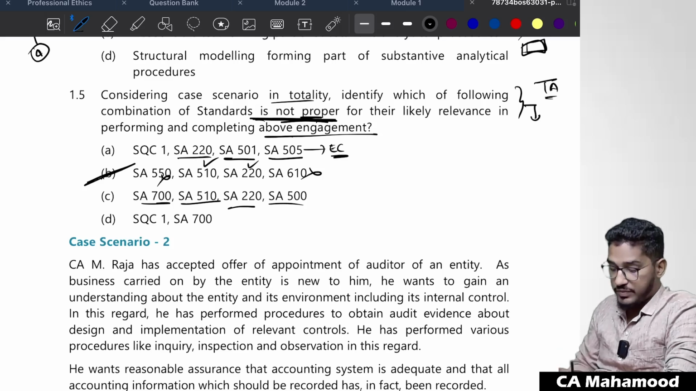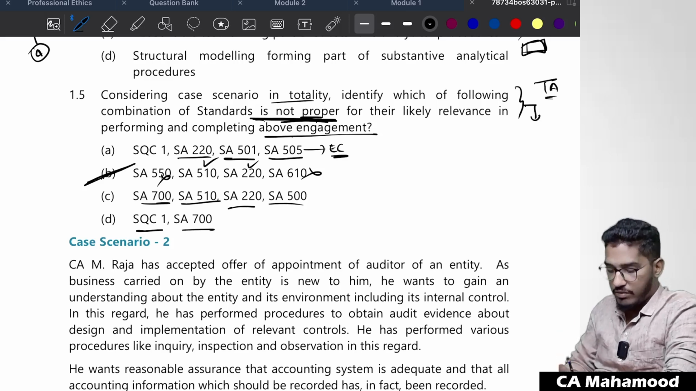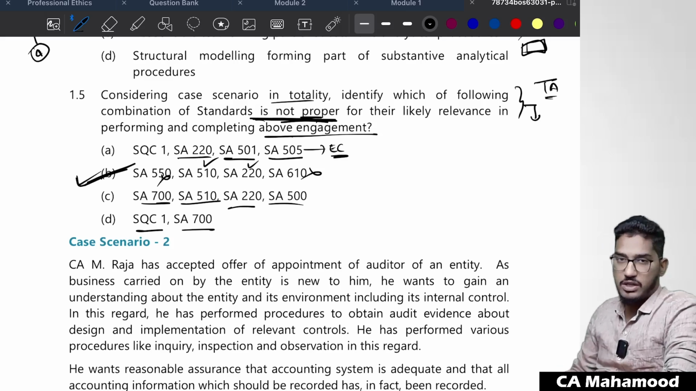So all the standards are relevant. Next option, SQC1 and 700, both the standards are relevant for every audit. So which one is not relevant? 550 and 610 are not relevant, which is there in the second option. So option B is going to be the correct option.